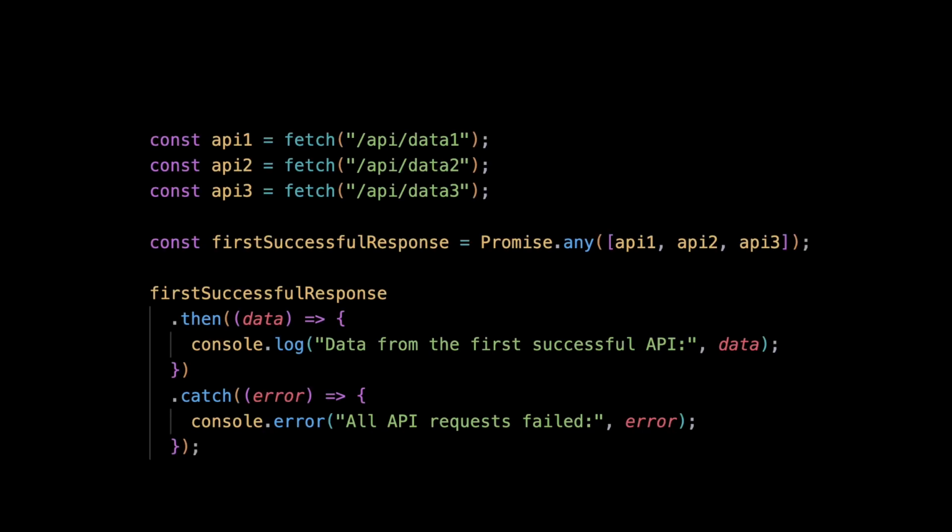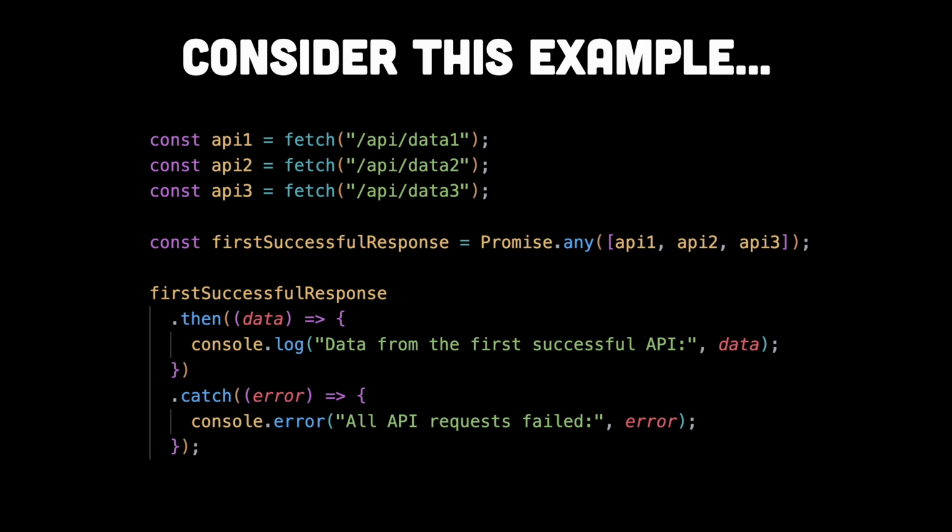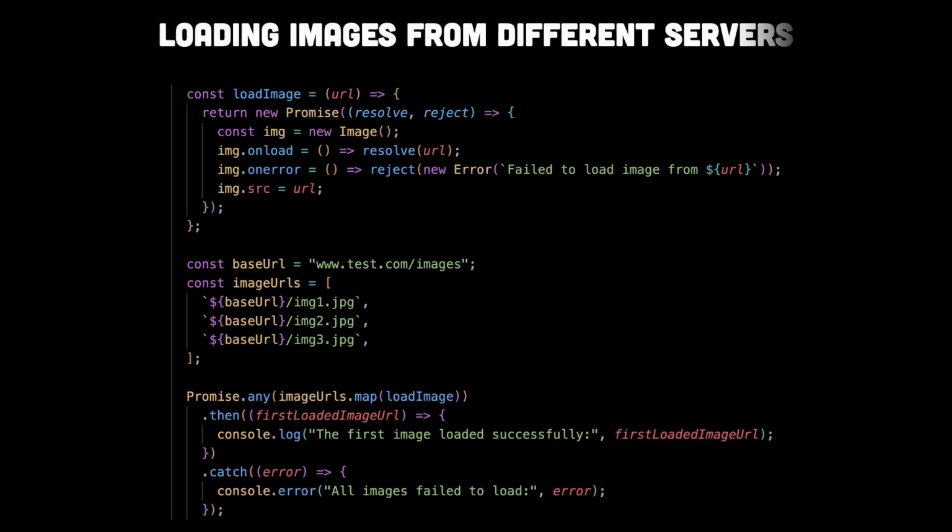Let's take a look at the syntax of Promise.any. So to understand this, consider a scenario when you're fetching data from multiple APIs simultaneously. Instead of waiting for all requests to complete, Promise.any allows you to handle the first successful response, improving the response speed of your application. This can be useful, let's say, where you're loading resources from multiple sources, such as images from different servers, and you want to display the first successfully loaded image without waiting for all requests to complete.